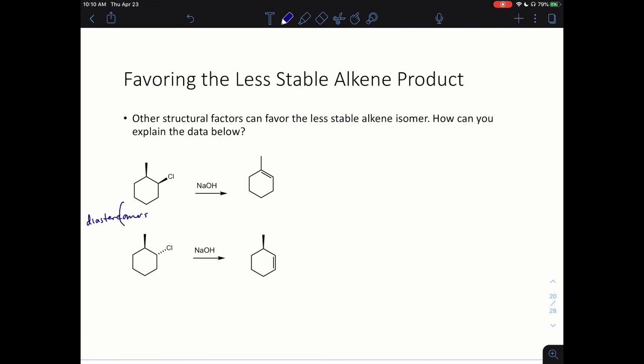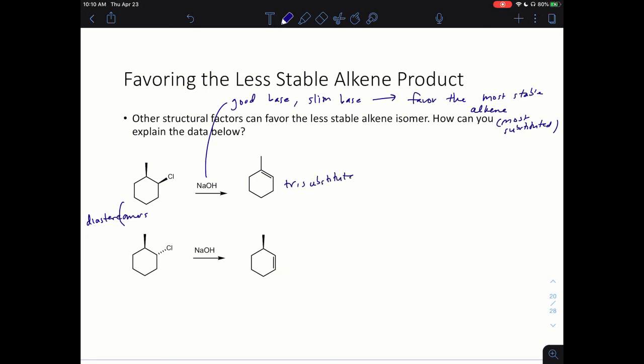So a couple of things. It's a strong base. It's a good base for E2. And now we know that its steric profile matters, and it's a small base. So it's typically going to favor the most stable alkene because we don't have to worry about being too bulky to get in there and deprotonate. It's usually going to favor the most stable, the most substituted alkene. Awesome. So for this first reaction, we see that that is indeed formed. This is tri-substituted, and it is certainly more stable than a di-substituted alkene.